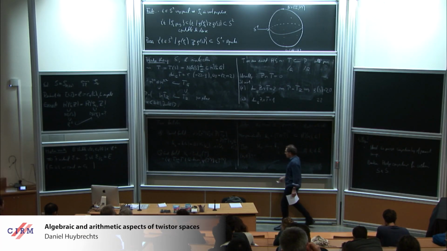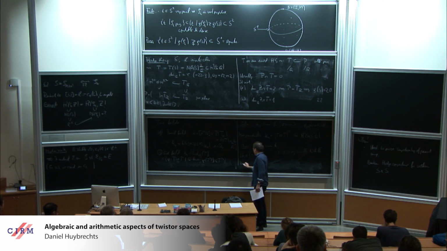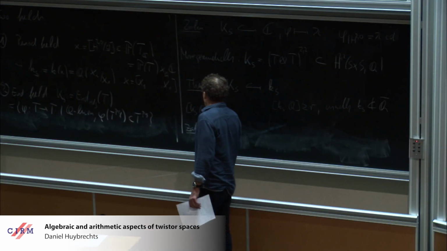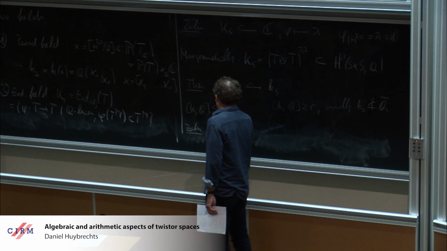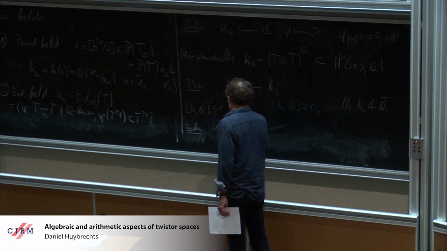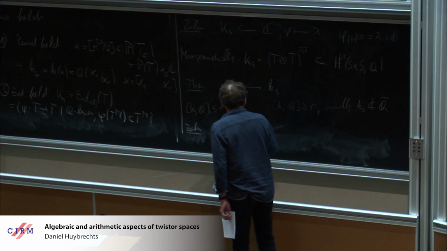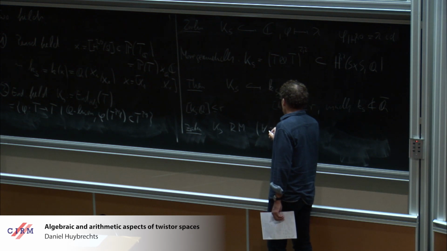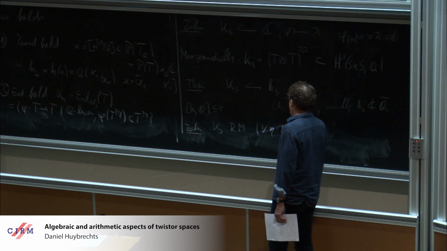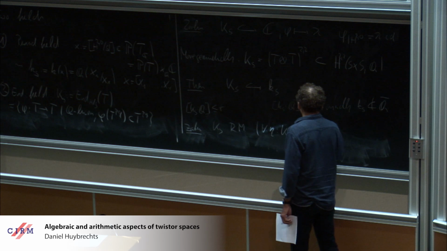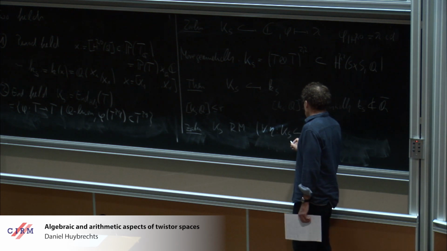Moreover, Zarhin explains that there are 2 possibilities for K_S. It could be a totally real field, so real multiplication. That means for all embeddings, if you look at all the embeddings of K_S into C, they are actually mapped into R.